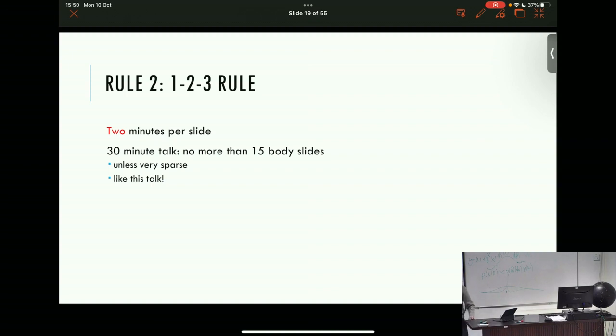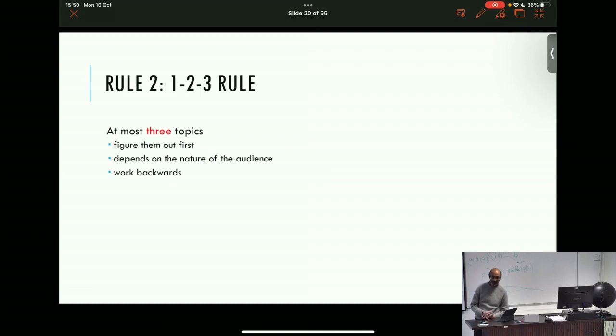So if it's very sparse, like this talk, you can have more slides. I have to be 50-ish slides, but they're very, very sparse. If you have actual research, you can't actually go through more than one slide in 2 minutes. It's very hard. That's number 2. 2 minutes per slide.